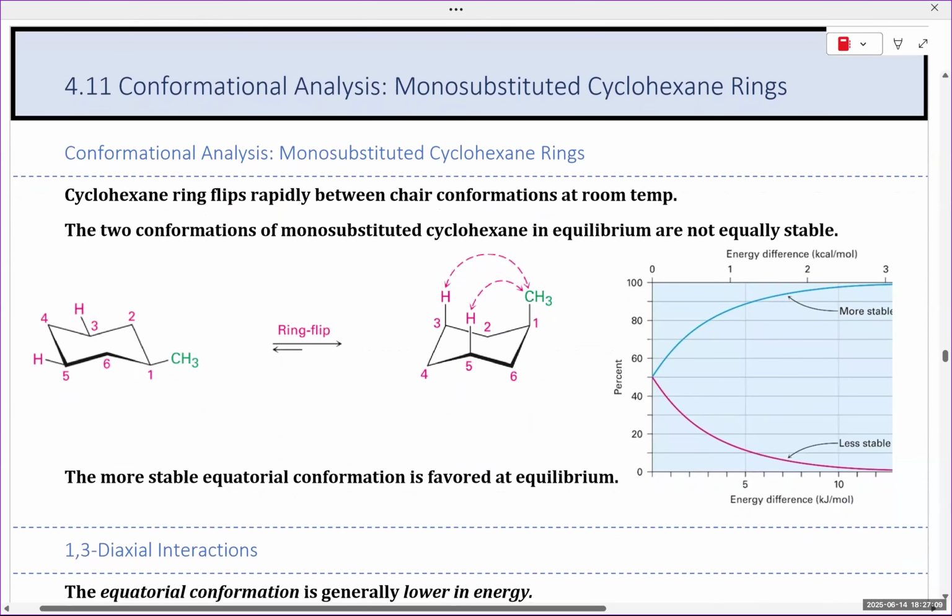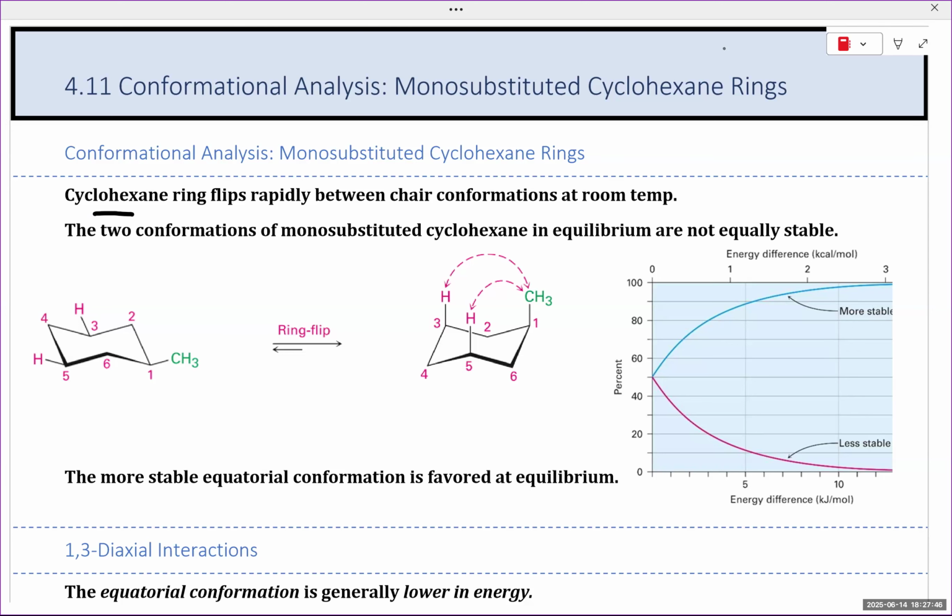Now, why do we care so much about being able to draw substituted cyclohexane rings? Well, we need to be able to draw these ring systems in order to analyze them via conformational analysis. So what is conformational analysis? Well, to start this discussion, let's look at a monosubstituted cyclohexane ring, and let's look at the energy and the relative amount of steric and torsional strain found in each conformation for a monosubstituted cyclohexane ring.